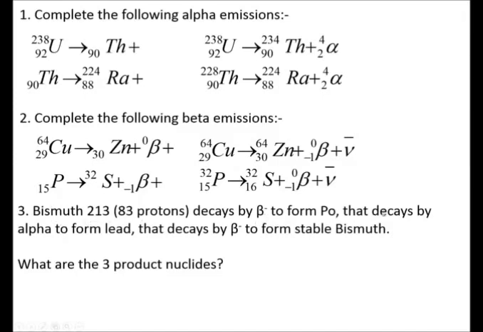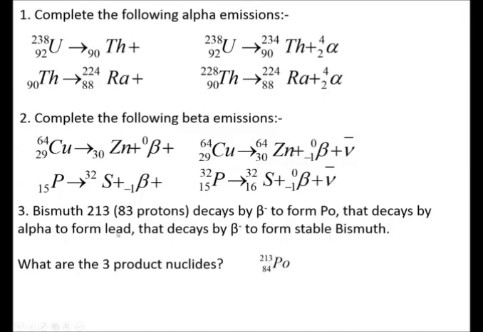to form polonium, then decays by alpha to form lead, that decays by beta negative to form stable bismuth again, so it goes back to bismuth. What are the 3 product nuclides? So if bismuth decays by beta negative, then we must have here that the 83 protons turns to 84 into polonium, but the mass number stays the same, so that's the first nuclide.